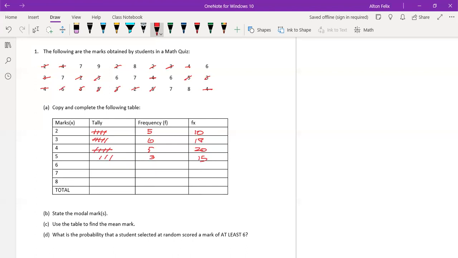6 is 1, 2, 3, 4. 4 by 6, 24. 7s: 1, 2, 3, 4. 4 sevens. 7 fours, 28.